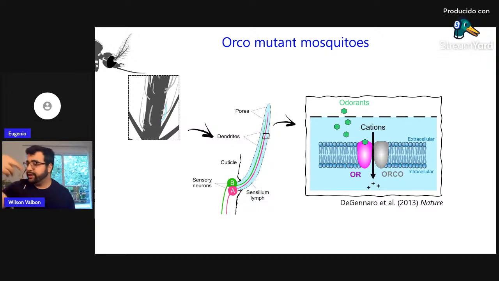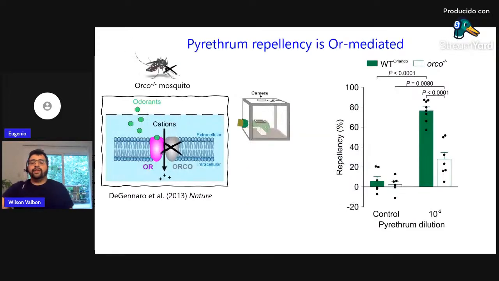Then people, a couple of years ago, deleted the Orco gene. Then we have a mosquito line that does not express Orco protein anymore. What happened with this line? Very likely this line will not smell anything related to anything that binds to odorant receptors. So we tried this line in our lab to see if the Pareto repellency is OR mediated.